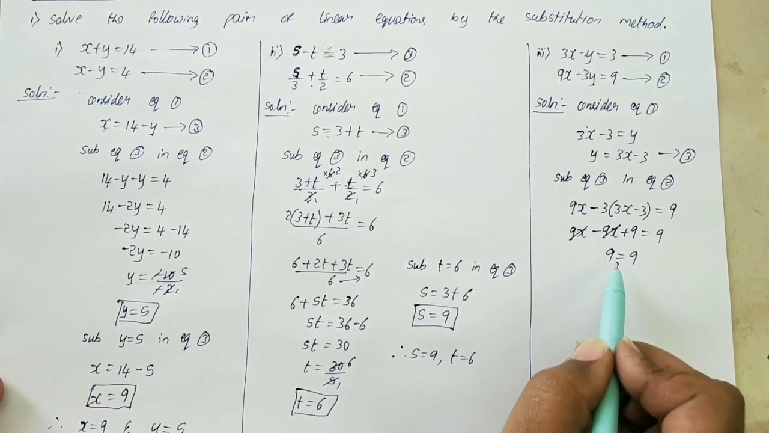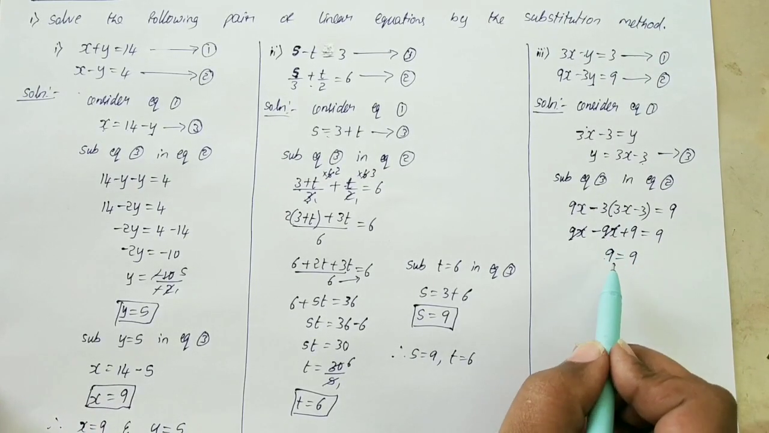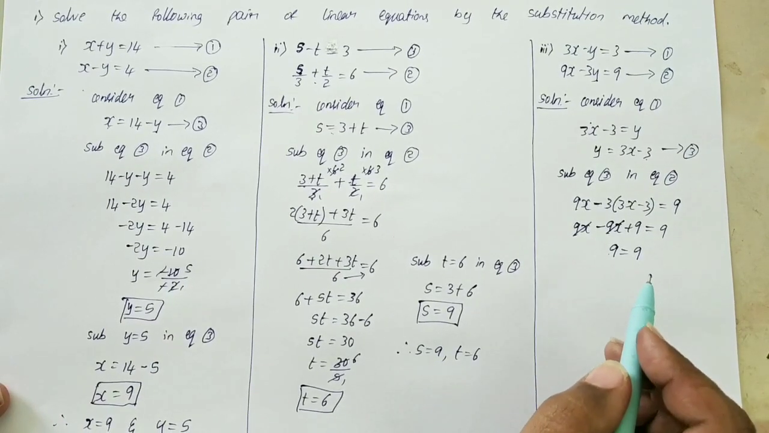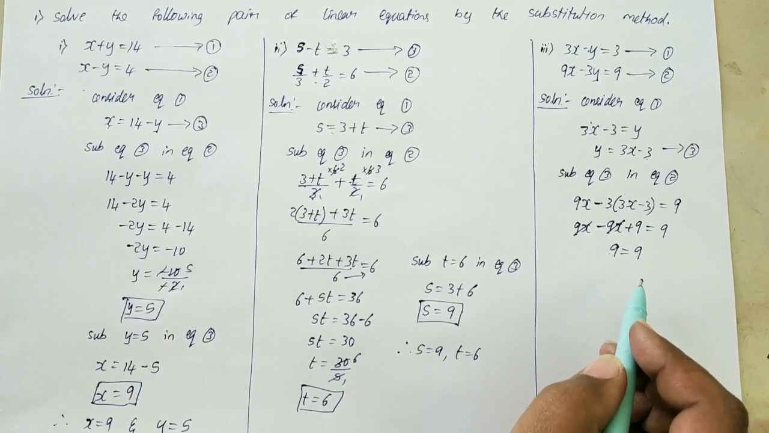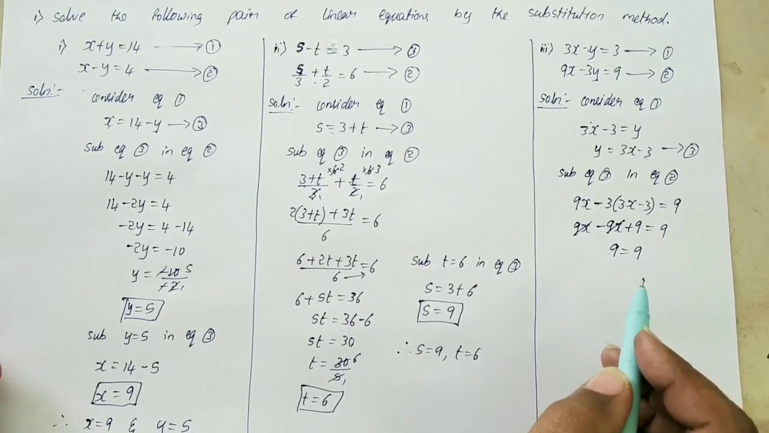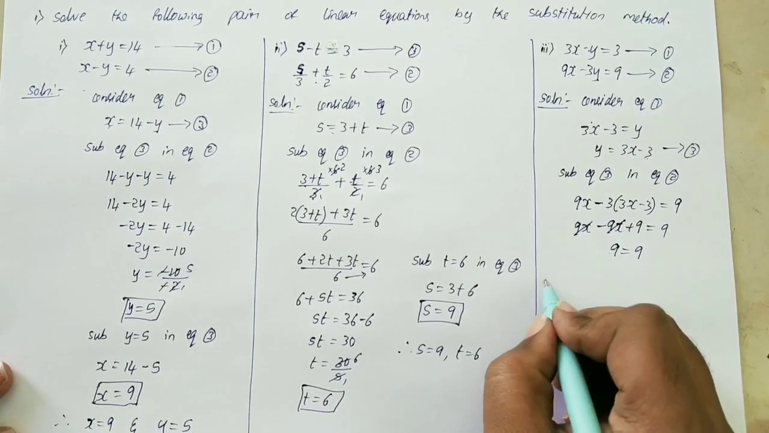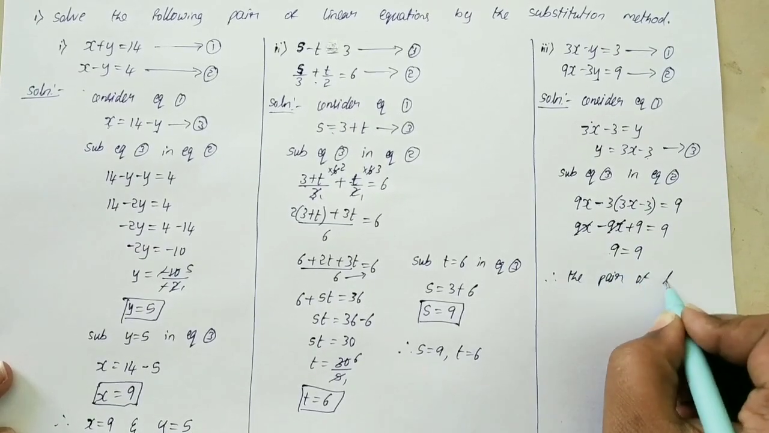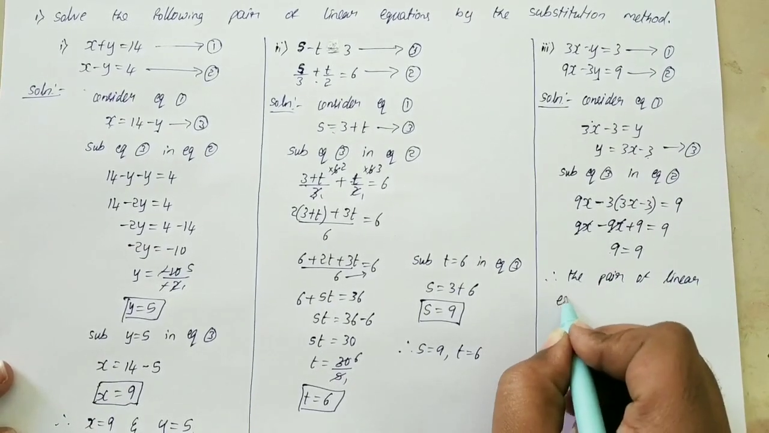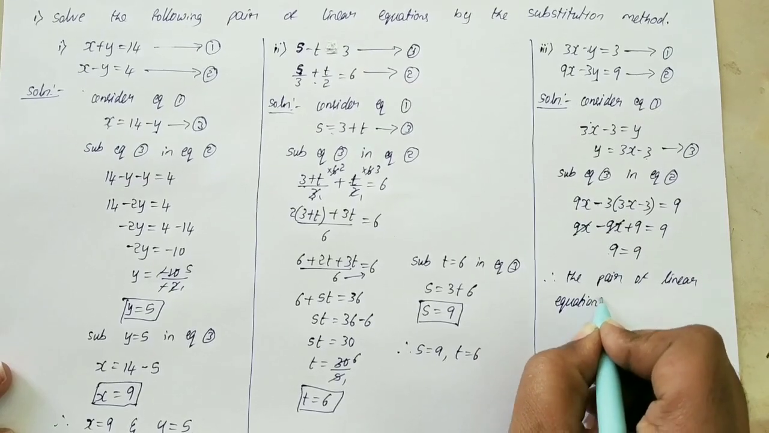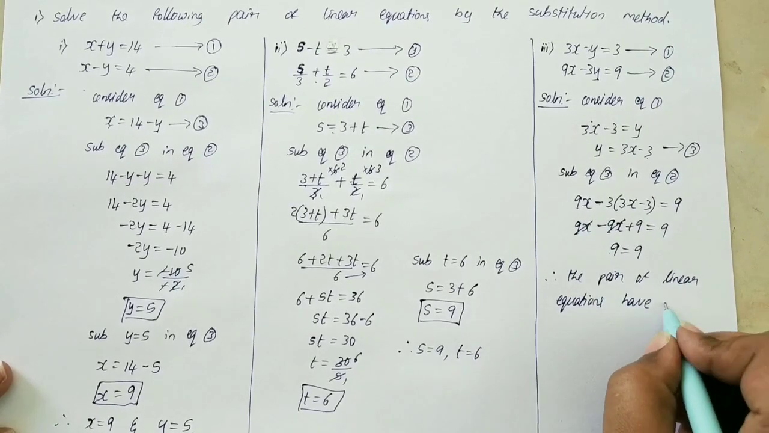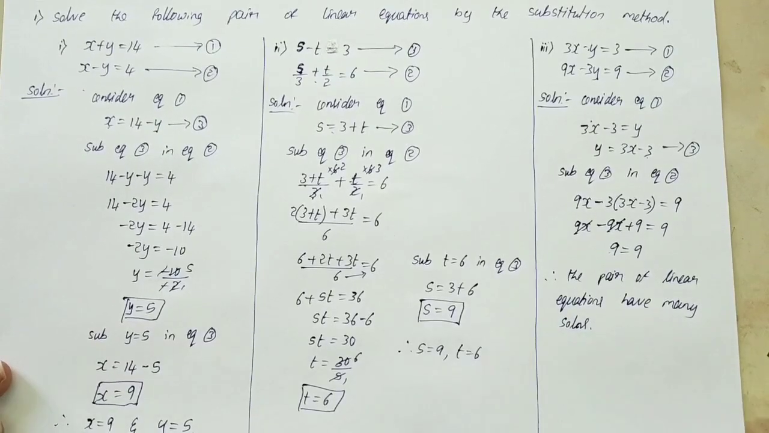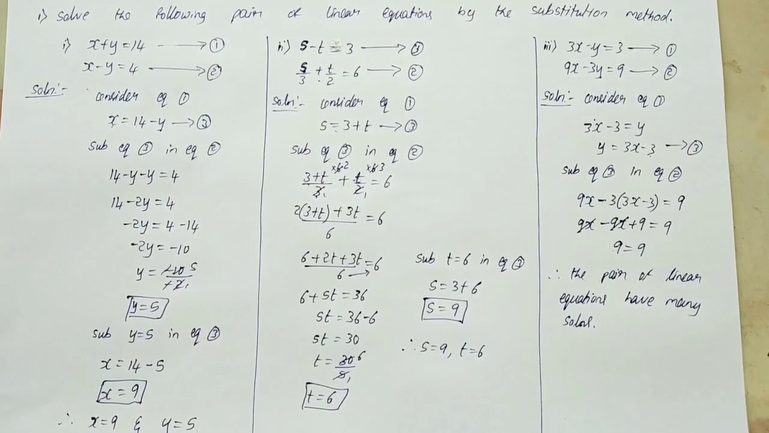So as I said, if variables are cancelled and LHS is equal to RHS, then how many solutions do we have? We have many solutions, but we don't have any particular specific value here. So since LHS is equal to RHS, the given pair of linear equations have many solutions. So we don't have any particular specific solutions here. So we have many solutions.